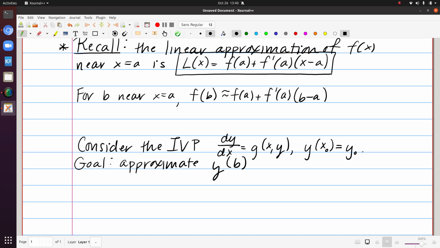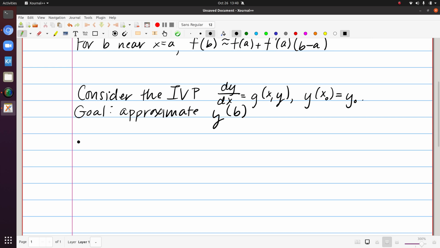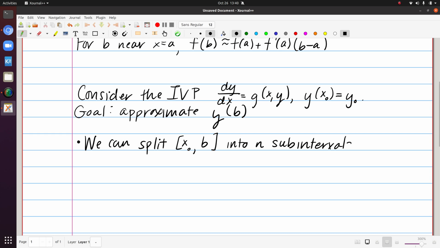So the way we're going to approach this is the following. One, we're going to split the x interval. So the interval from the initial x value up to the one at which we'd like to approximate the function. Let's split this up into n subintervals of equal width. We'll call that width delta x.